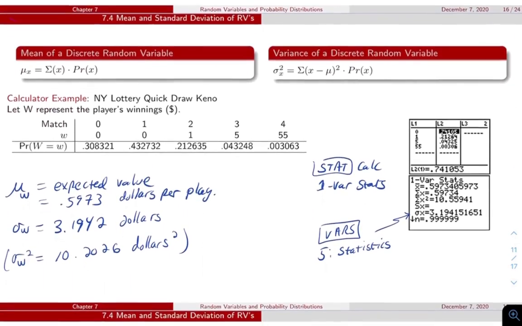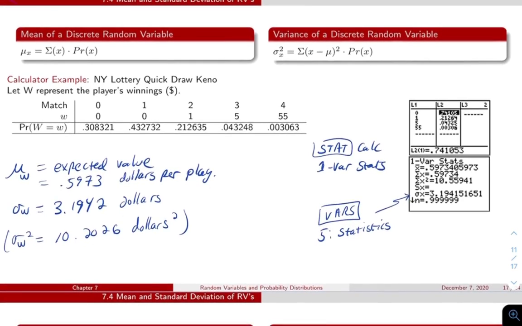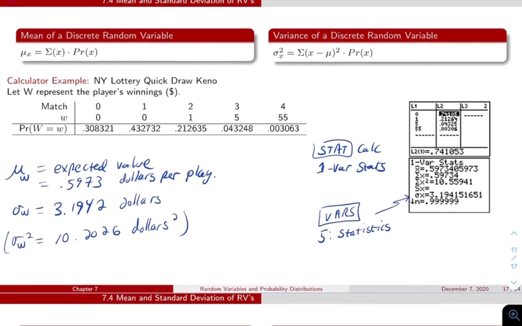Second example is a little bit more intense, so we're going to need a calculator. This is the New York Lottery Quick Draw Keno game. At the end of the lesson, you're going to learn how a couple of people made some money based on the New York Lottery making a little bit of a mistake in their Quick Draw Keno game. But for now, what you need to know is if you match 0 or 1 numbers in the Quick Draw Keno, you don't win any money.